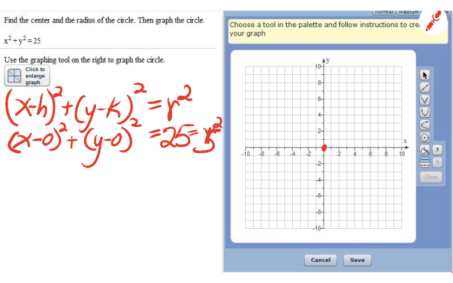1, 2, 3, 4, 5. Put a dot. Again in each direction, counting 1, 2, 3, 4, 5, and put a dot. And we will make my circles are always horrible. All right, just get used to it. That's not too bad. There's the circle. The radius is 5, the center is at the point 0, 0.